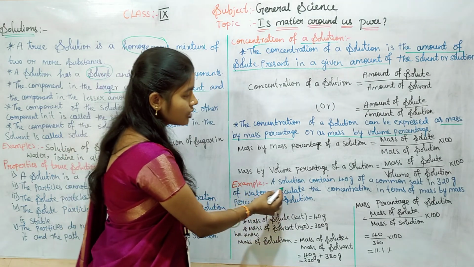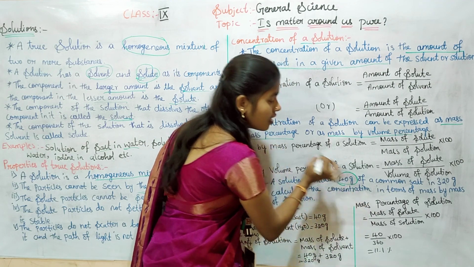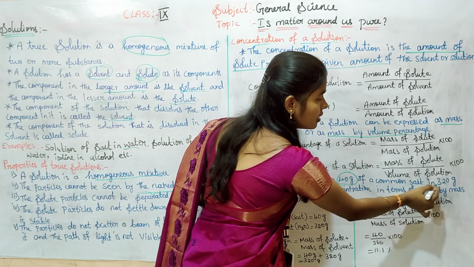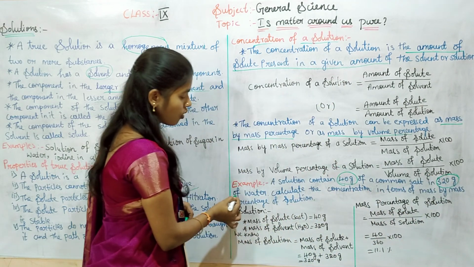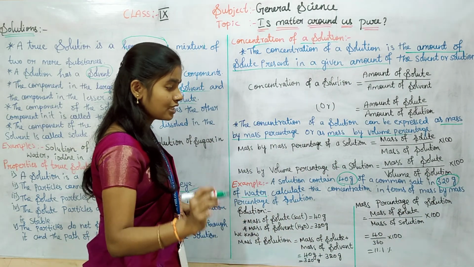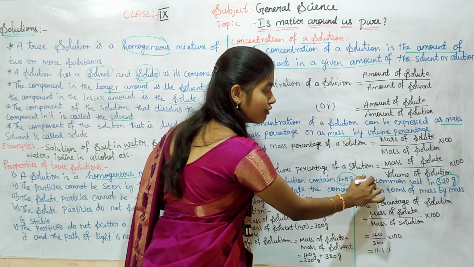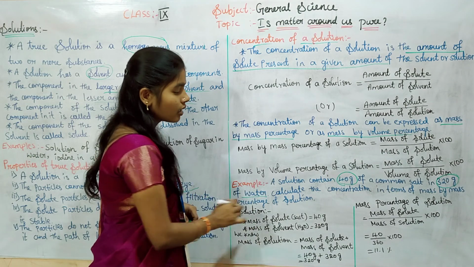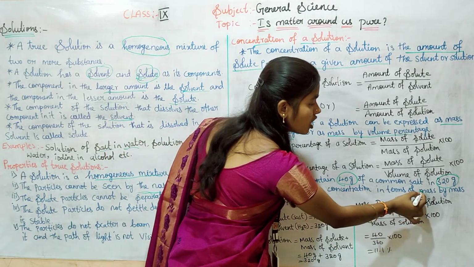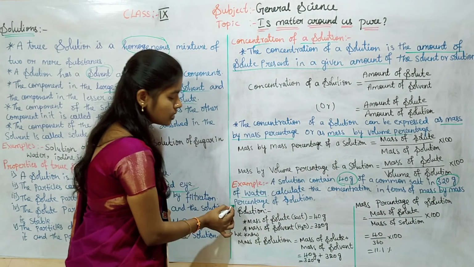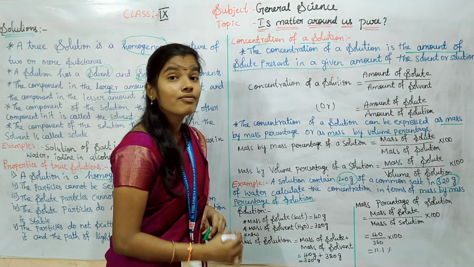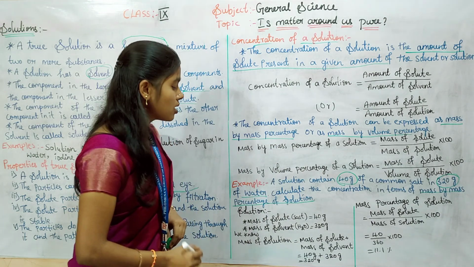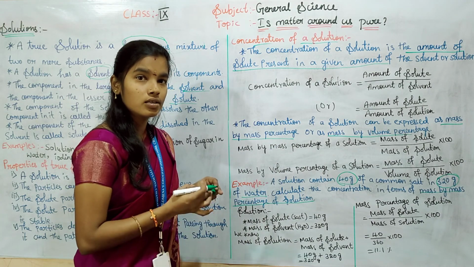Example: a solution contains 40 gram of common salt in 320 gram of water. Calculate the concentration in terms of mass by mass percentage of the solution. First, you must write what is given.